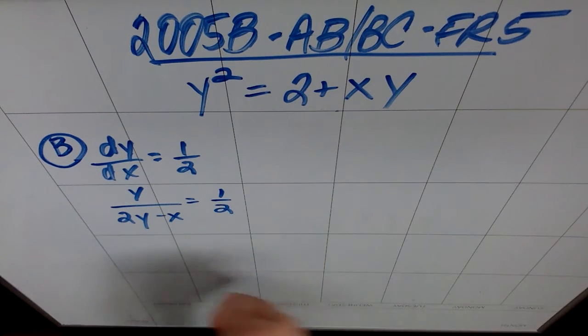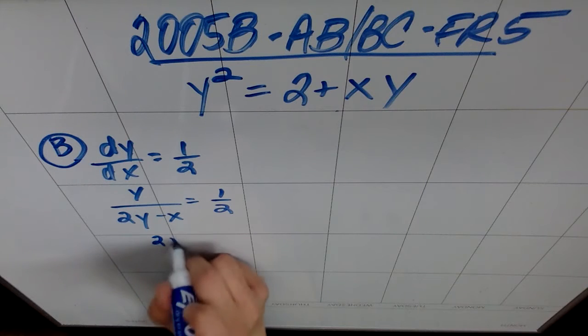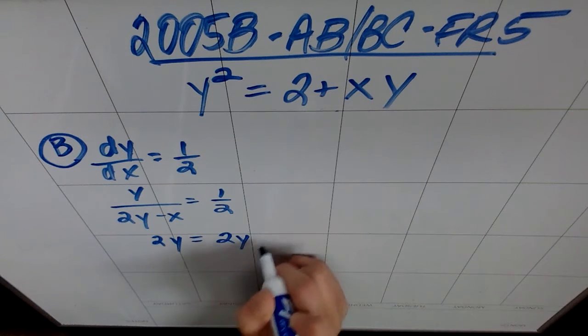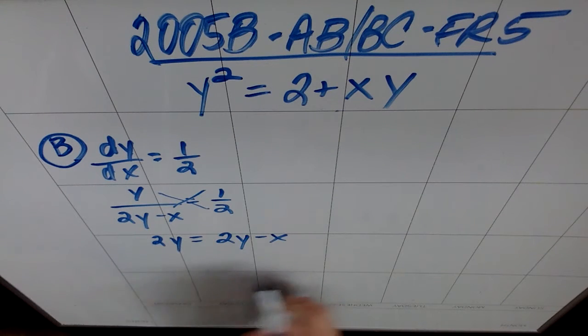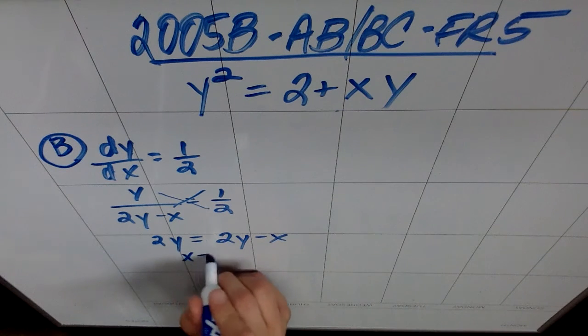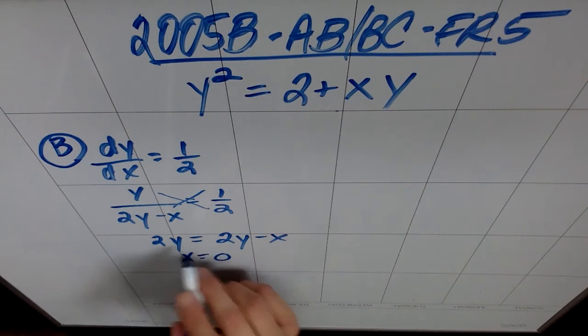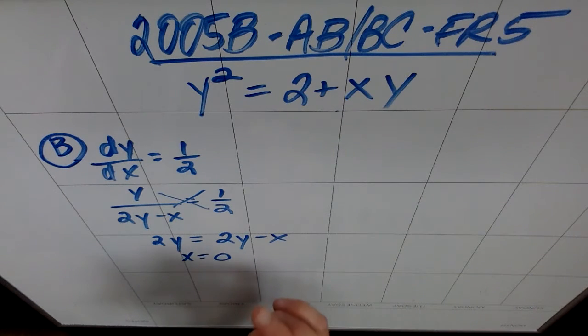So I'm going to cross multiply and then clean some stuff up. I get 2y equals 2y minus x, because I cross multiply like this. When I clean this up, I'm pretty sure I get x equals 0, because when I move all the y's to one side, it turns out it doesn't matter what the y's are as long as x is 0. So once I know that x is 0, they asked me for the points x comma y.